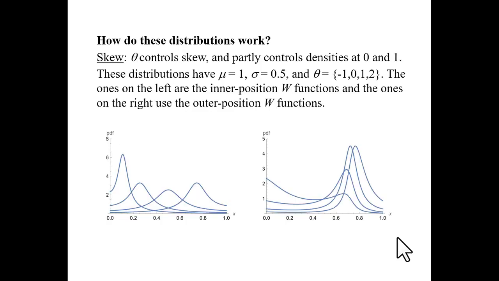Theta controls skew, as I mentioned before, and it partly controls the limiting densities at 0 and at 1. The examples here have fixed mu and fixed sigma and varying theta. You can see that theta is influencing not only the densities at 0 and 1, but also location, because skew and location are correlated with each other when you have doubly bounded random variables like this.